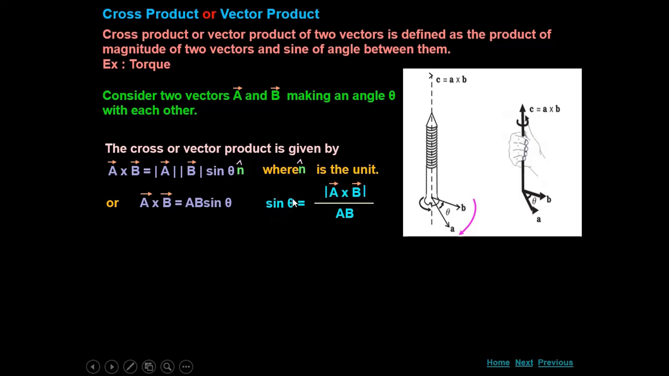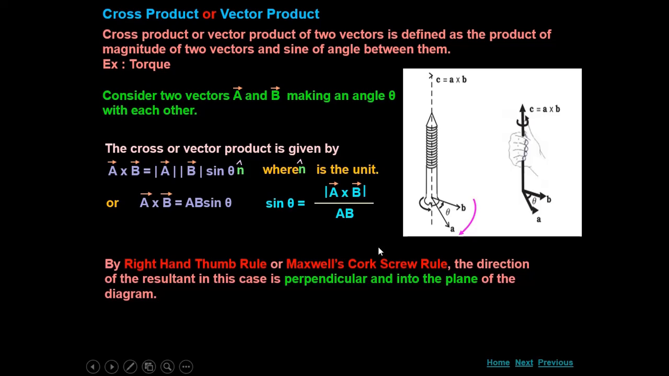So you can calculate sin theta using this formula, magnitude of A cross B divided by AB. And how to find out the magnitude of A cross B, that I am going to explain after this slide. And how to find out the direction. So there are two methods. One is the right hand thumb rule, another one is Maxwell's screw rule.